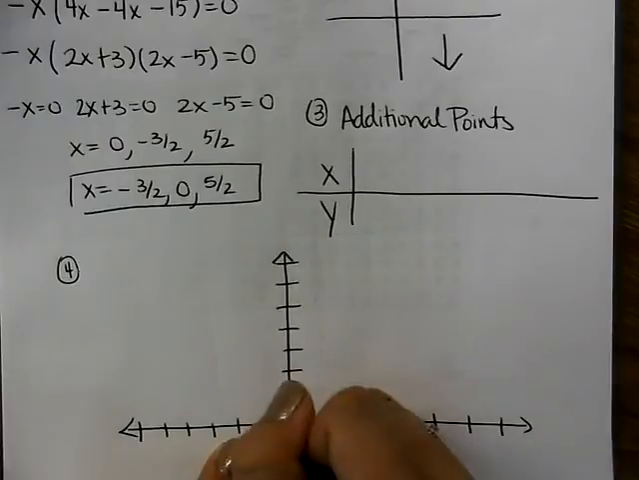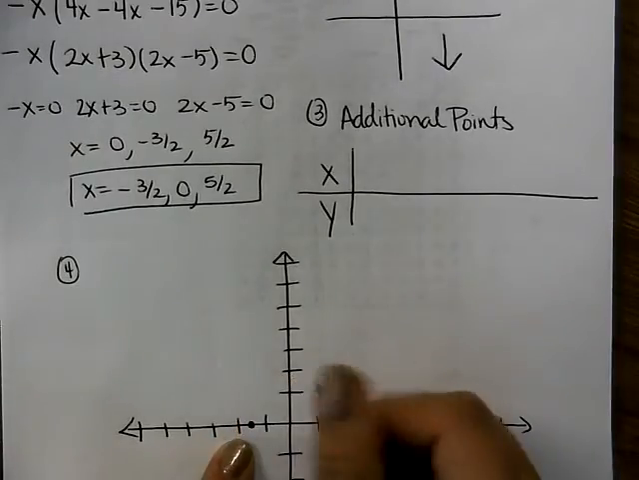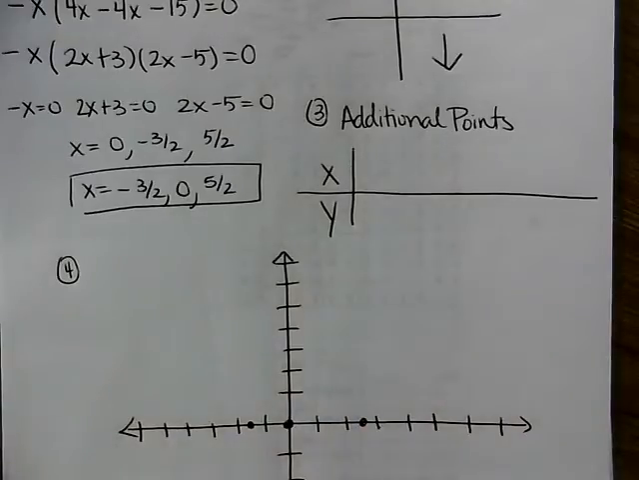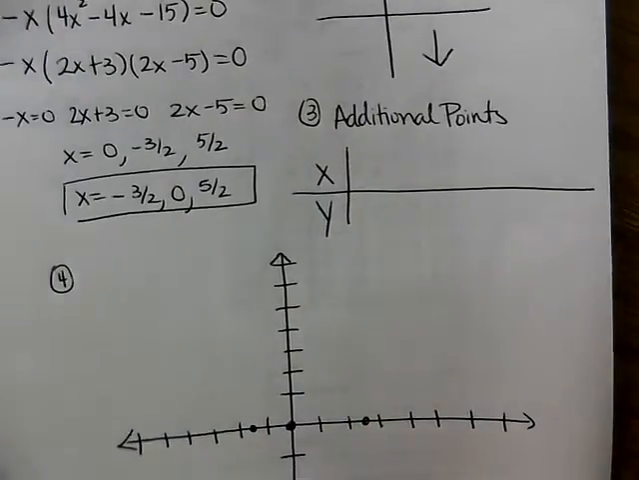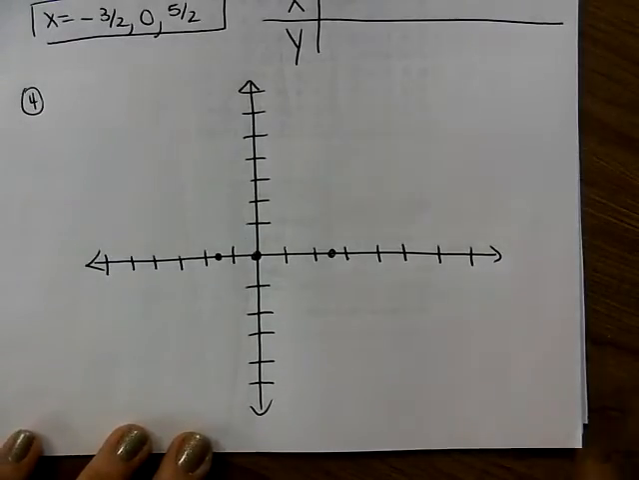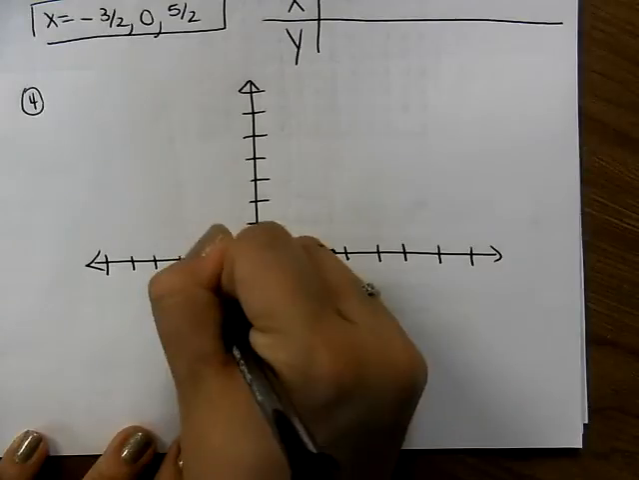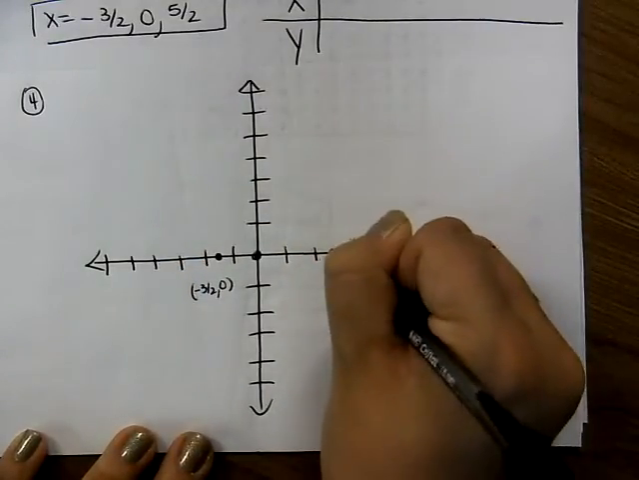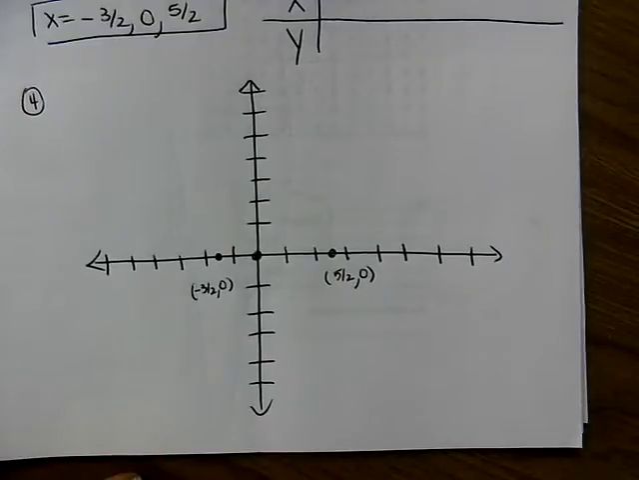Okay, so I have negative 3 halves, 0, 0, 0, and 5 halves, 0. Okay, now here's the deal. Notice that I'm no longer at one of those tick marks, right? So now I've got to label the x-intercepts. So this is negative 3 halves, 0 and 5 halves, 0. The 0, 0, I'm good. I don't have to label that one.